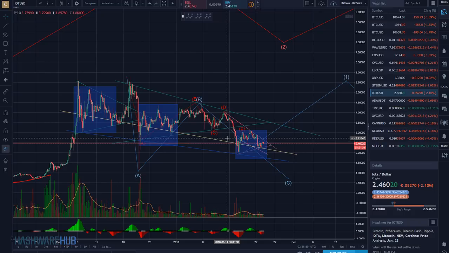Obviously we know Bitcoin is still correcting. So who's to say that any altcoin is going to go off on its own and start being super bullish? The market's not there yet. It hasn't reached that level of maturity yet.